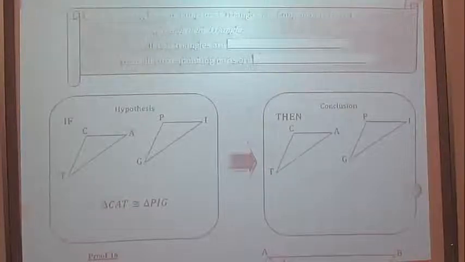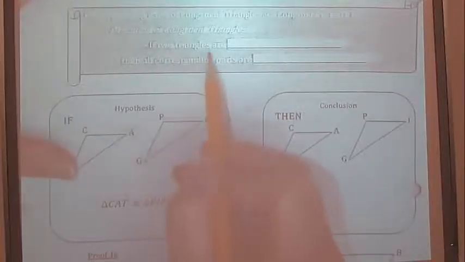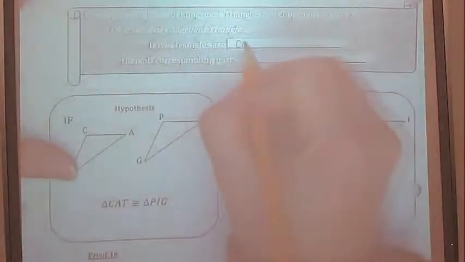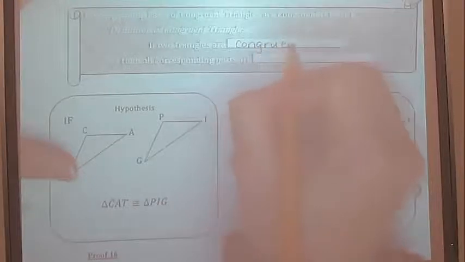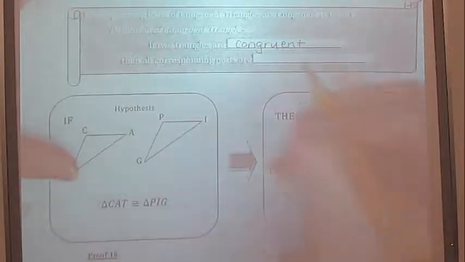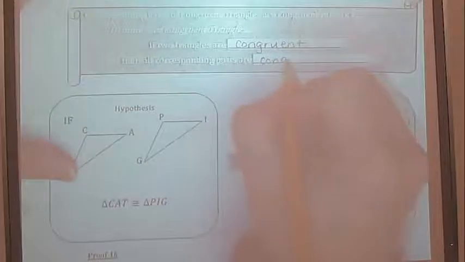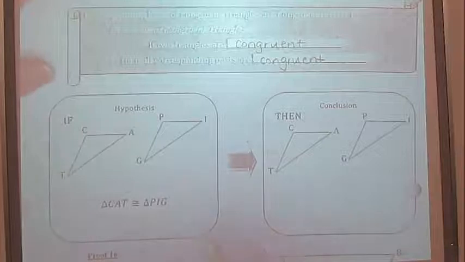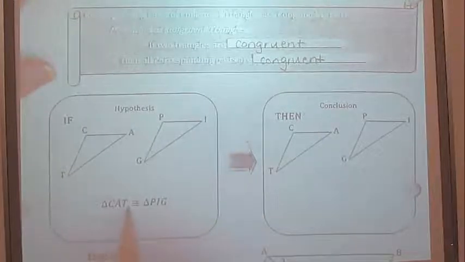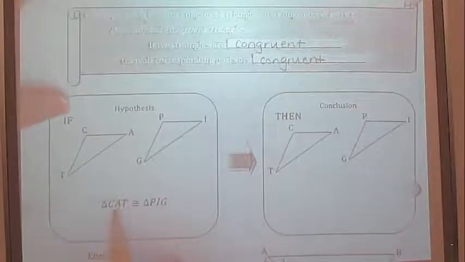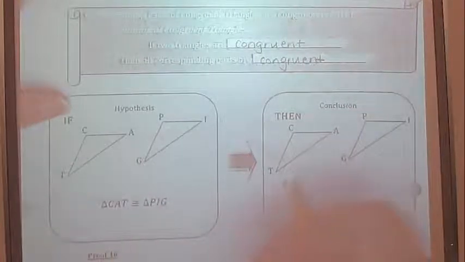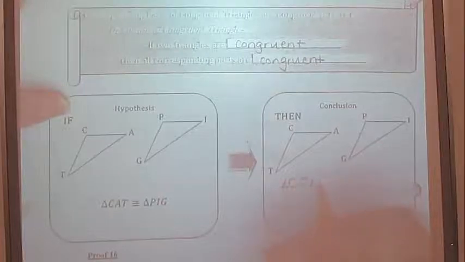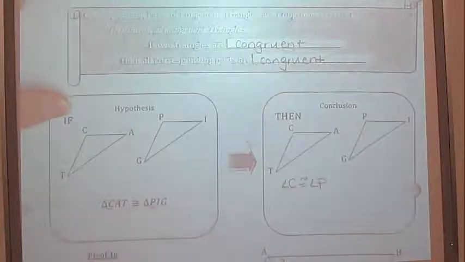So today we're going to talk about corresponding parts of congruent triangles. Okay, so if two triangles are congruent, then all corresponding parts are congruent. So if we know that triangle CAT is congruent to triangle PIG, then we can conclude that angle C is congruent to angle P because they are corresponding parts.